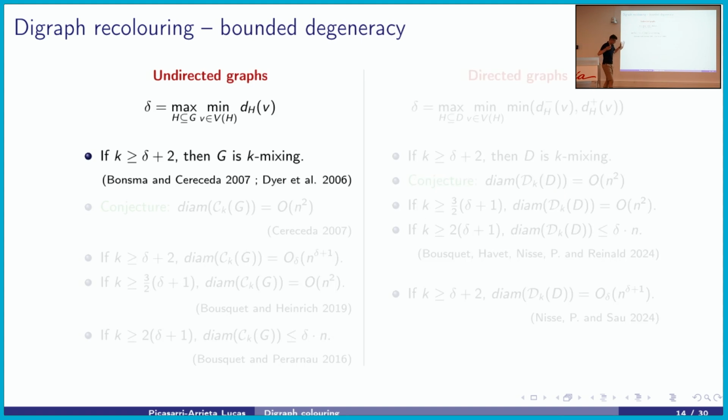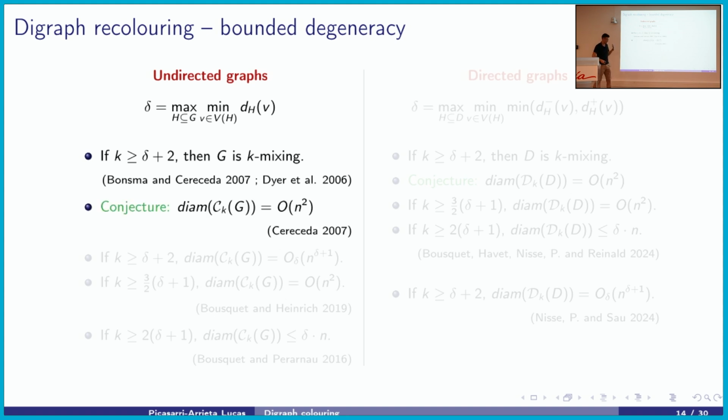And so what is known on this topic? Well, for undirected graphs, these questions have been considered by Bonsma and Cereceda and Dyer et al., who independently proved that if you take a number of colors which is at least the degeneracy of your graph plus 2, then your graph must be k-mixing for this number of colors k, where the degeneracy is the least integer d, such that you can eliminate the vertices of your graph one after the other by eliminating vertices of degree at most d.